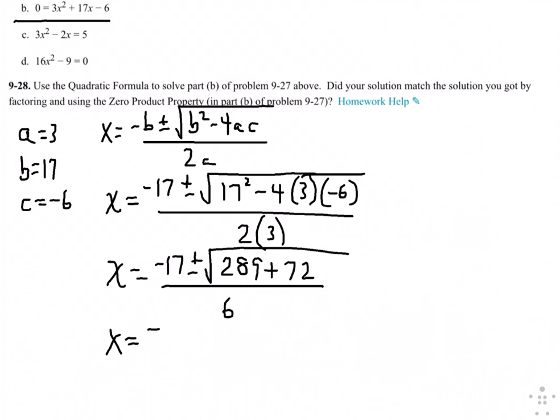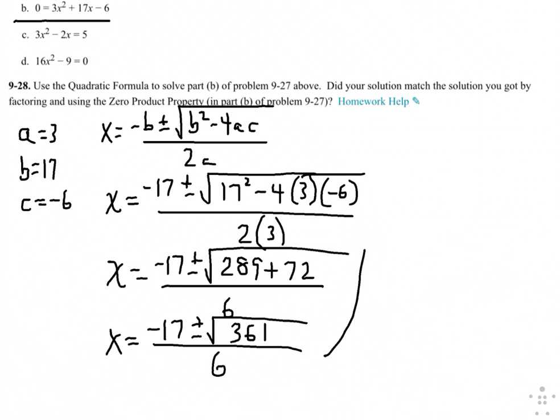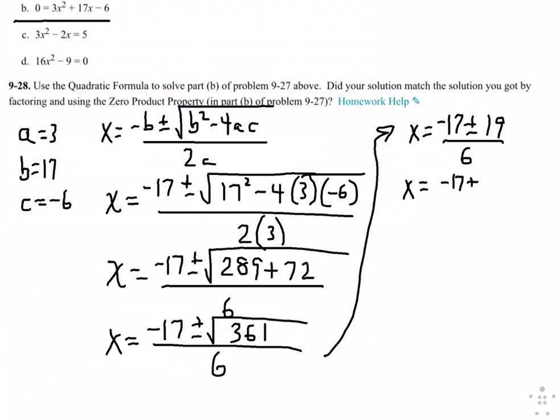So we have x equals negative 17 plus or minus, right? 289 plus 72, that's 361, right? All over 6. So I'm going to come up here, right? So we get x equals negative 17 plus or minus square root of 361, which is 19, over 6. So that means x equals negative 17 plus 19 over 6.